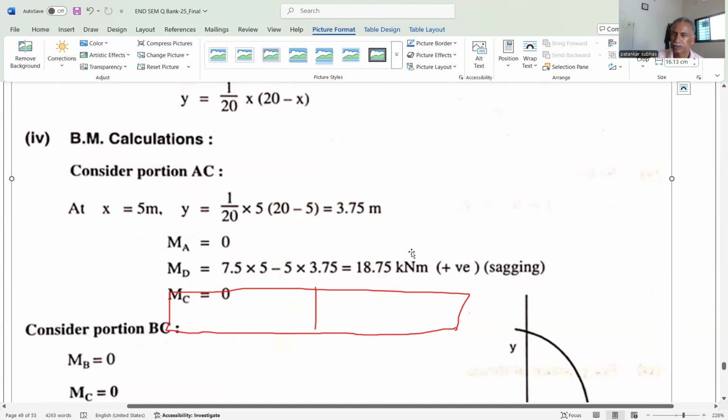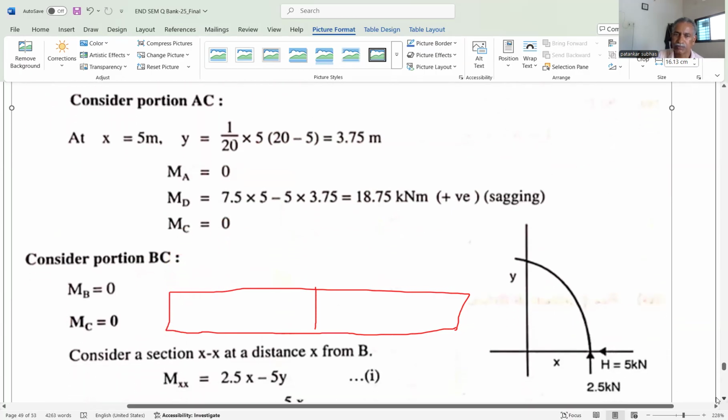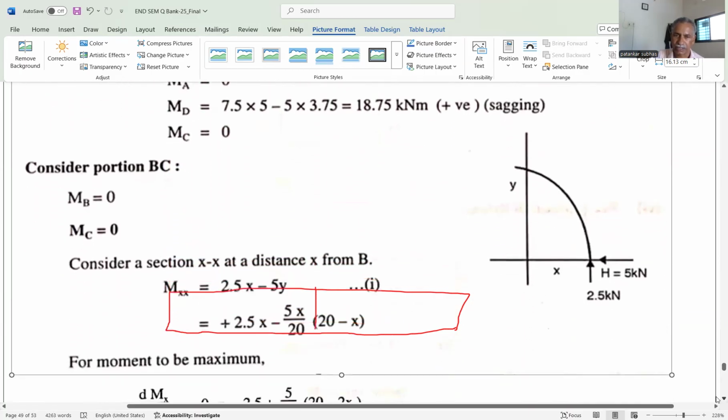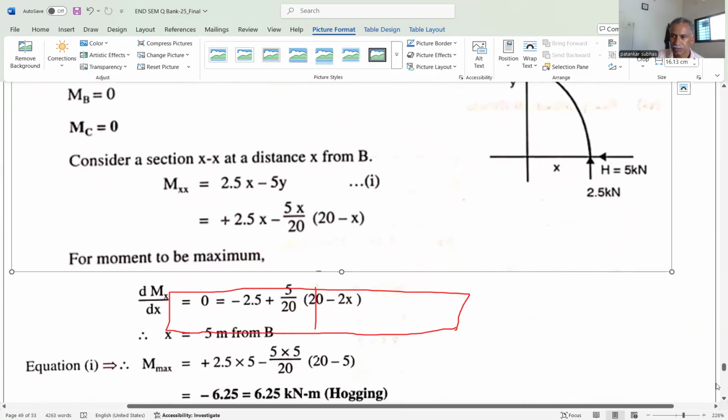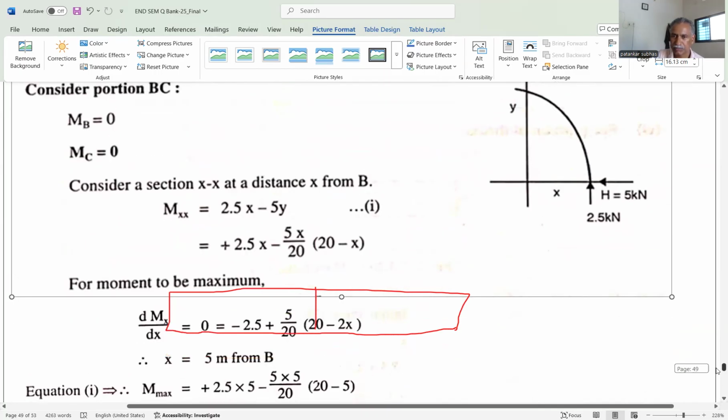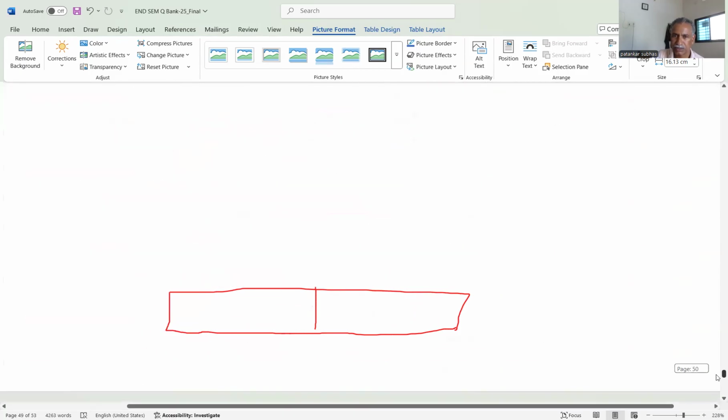That is positive, that means the sign. Moment at C is equal to 0 again, because there is a hinge at the crown. So moment at A is 0, moment at B is 0, moment at C is 0, and moment at D is equal to 18.75. As the load is a point load, that's why the bending moment diagram. Before that, how to draw the bending moment diagram, we will discuss in detail.